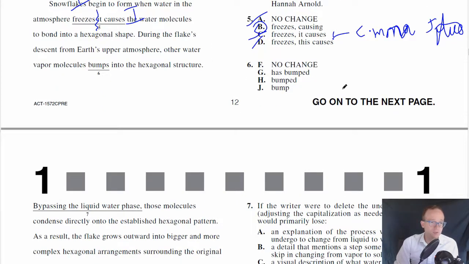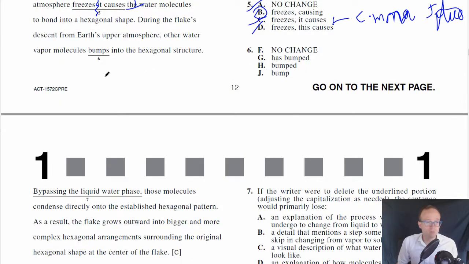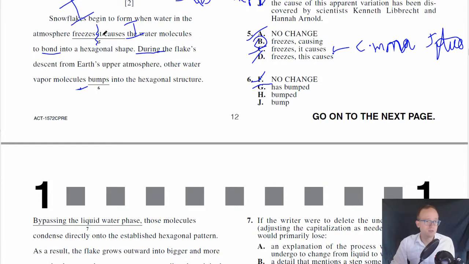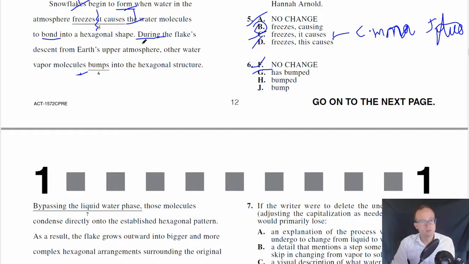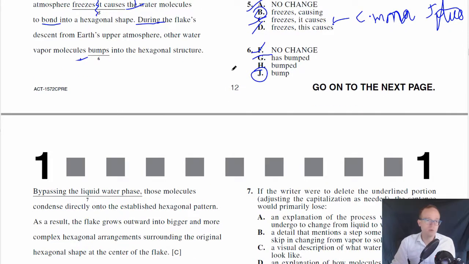During the flake's descent from Earth's upper atmosphere, other water vapor molecules bumps into the hexagonal structure. Okay, so I gave it away there. Here we have molecules with an S, which means this is plural. We want the plural form of the verb. So bumps is for singular. A molecule bumps, but multiple molecules bump. Has bumped, again, is singular. Bumped could work, but because it's a during here, and they've been talking about this all in present tense, causes, the molecules form, bond. We want the present plural, which is bump.